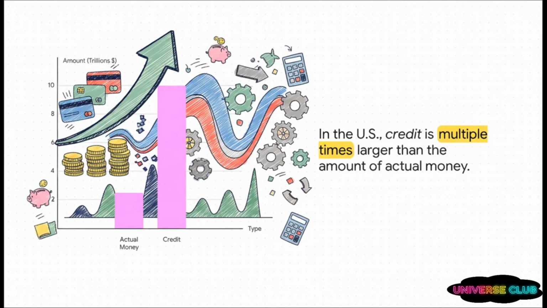And check this out, because this is where it gets kind of mind-blowing. Look at the difference here. In an economy like the United States, the amount of credit absolutely dwarfs the amount of actual cash floating around. We're talking multiple times more credit than money. So what does that really mean? It means credit isn't just some sideshow. For all practical purposes, credit is the economy. It's the fuel for almost all the spending.